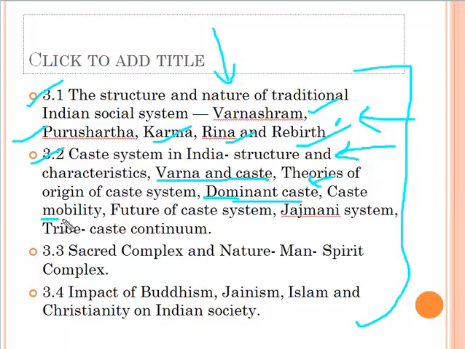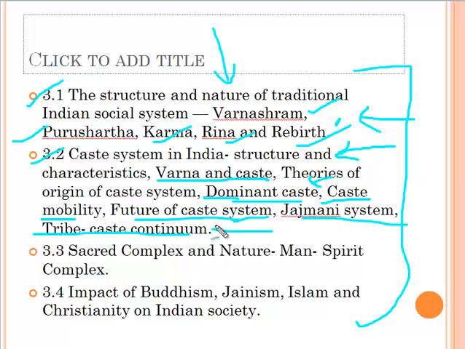Then caste mobility. How have different castes changed their hierarchical position? What is fixed? Is the caste system fixed or is the Varna system fixed? And what is the book view and field view? This you will study here. Then future of the caste system. How is the caste system changing right now? Jajmani system, tribe-caste continuum.